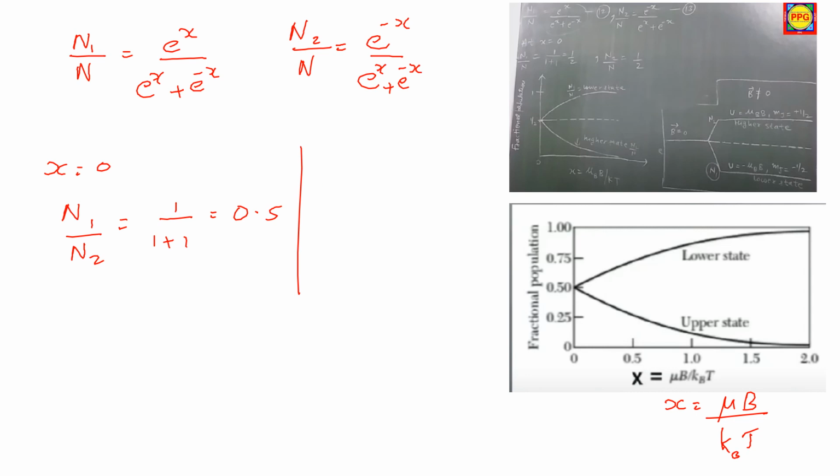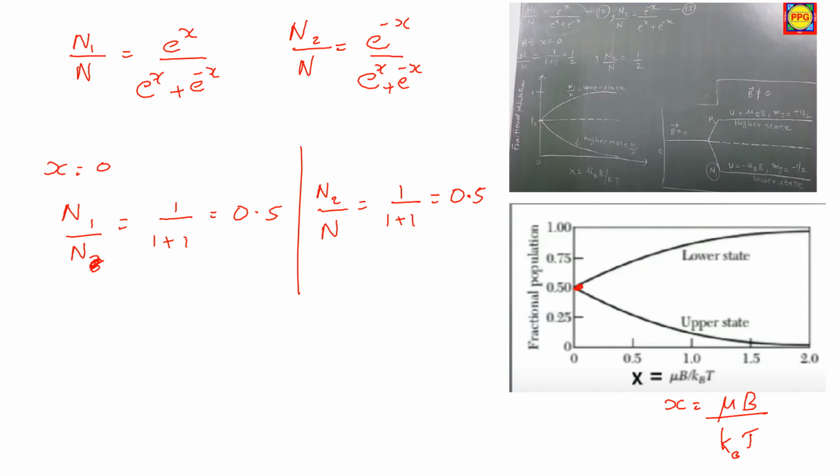Similarly, the fractional population in the upper level, N2 divided by N, is again e to the power 0 divided by e to the power 0 plus e to the power 0, that is 1 divided by 1 plus 1, that is 0.5. So at x equal to 0, both the upper and lower energy levels have the same number of particles, the same fractional population, 0.5.